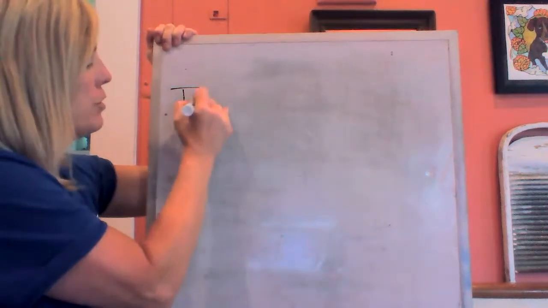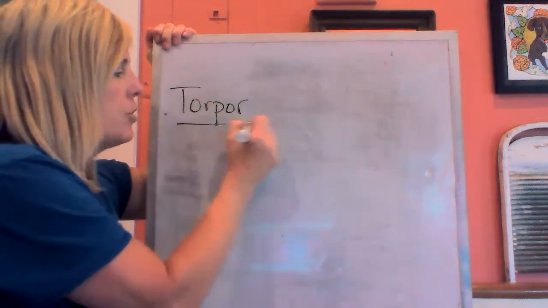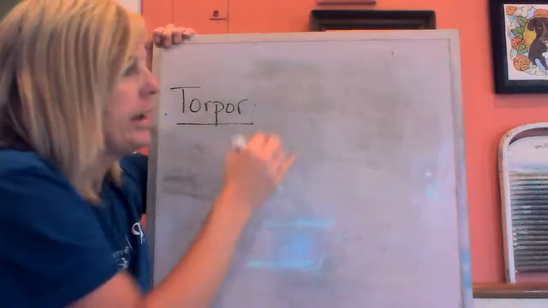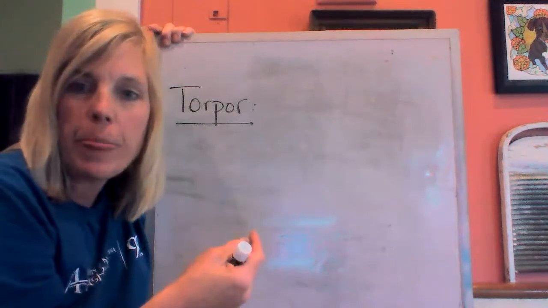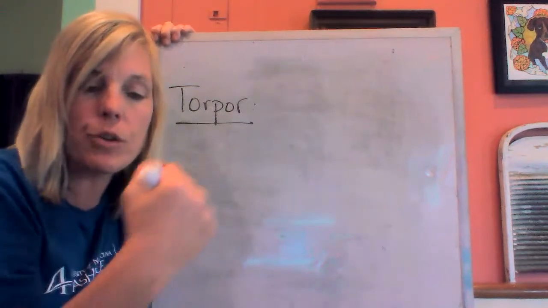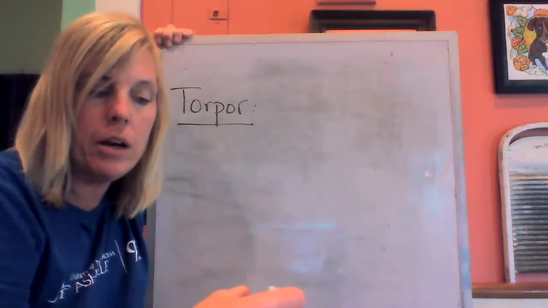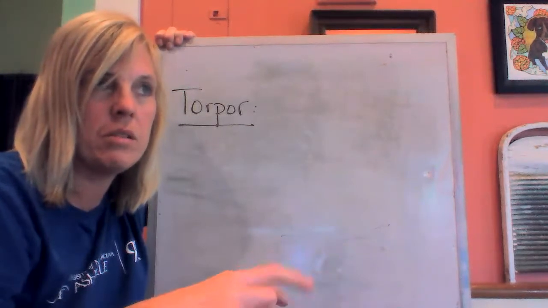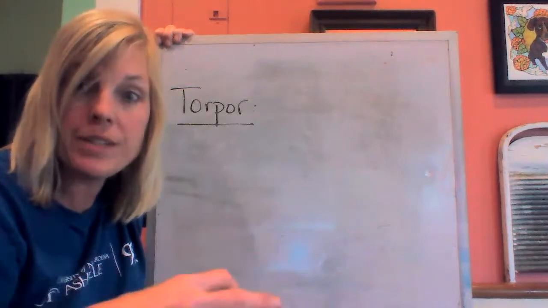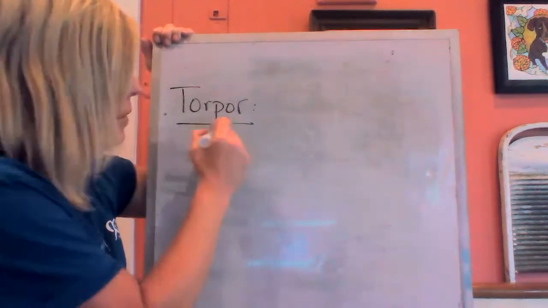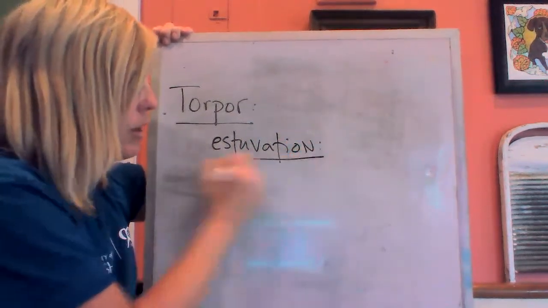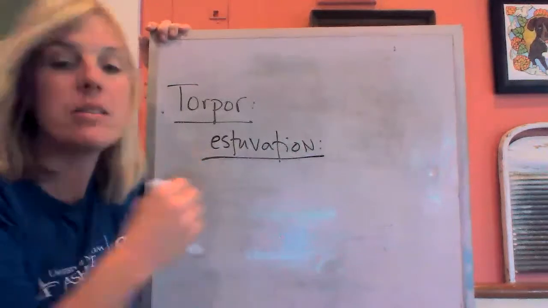Also, I want to do torpor. Torpor is a state of a low metabolic state where you're almost in a coma. And what torpor is used for is to put you in that deep sleep so you can survive a period of undesirable kind of weather, or a period of time. So it could be drought. Estivation is to survive a period of drought, or it can be a very hot summer.